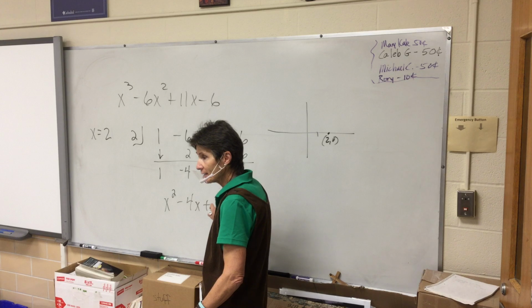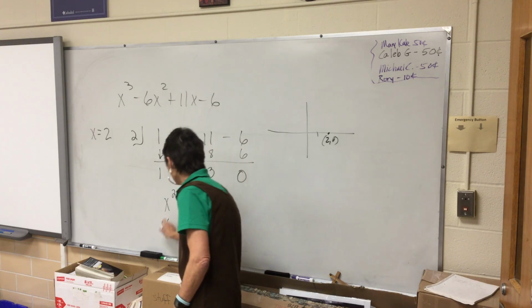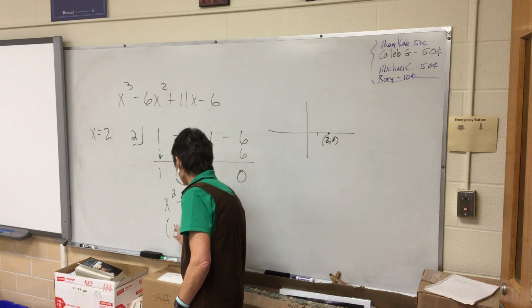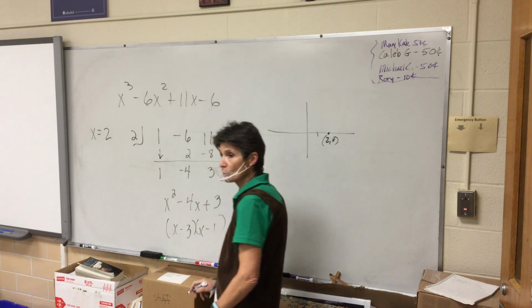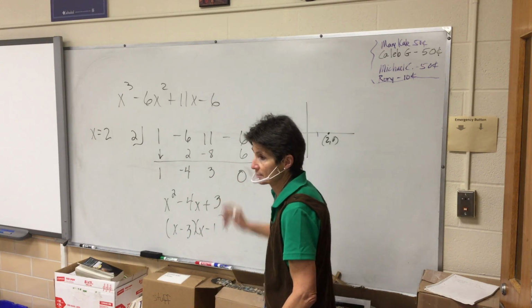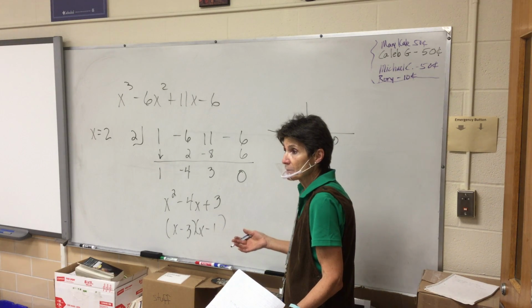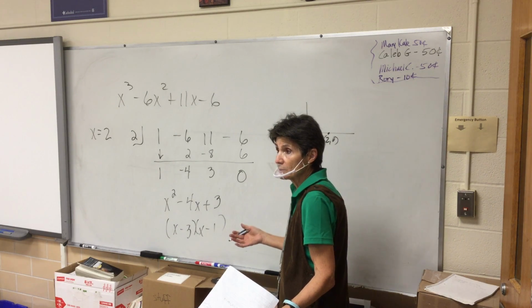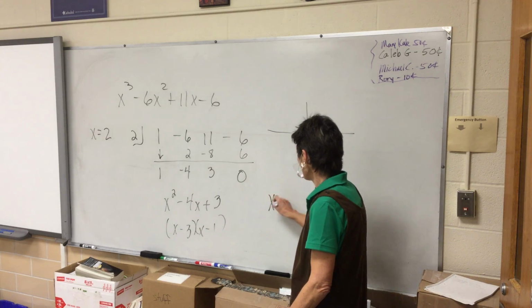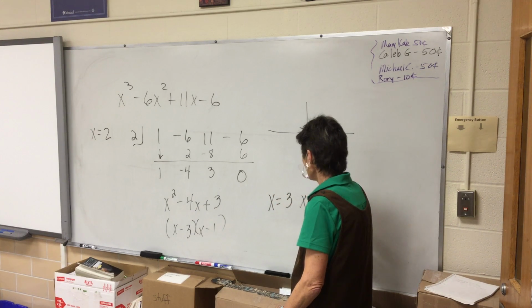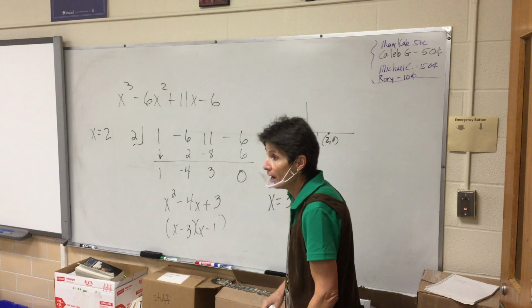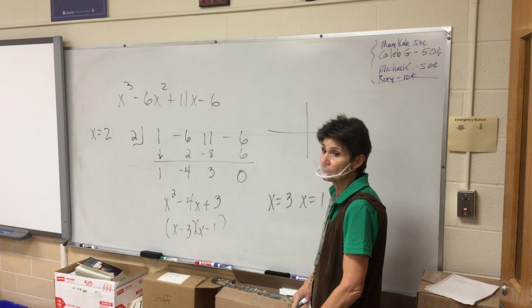What am I going to do with that? Factor that. I could, of course, use the quadratic formula, but it's easy to factor. So what's the answer to the question? What are the other 2 roots? 3 and 1. So the answer is x equals 3, x equals 1. Those are the other 2 roots.